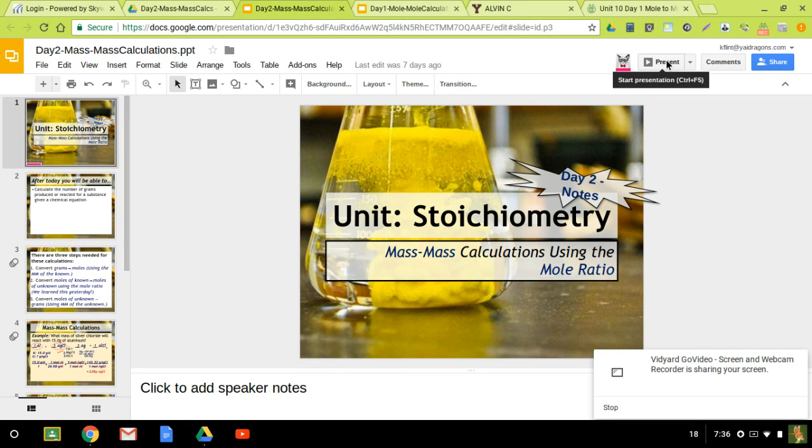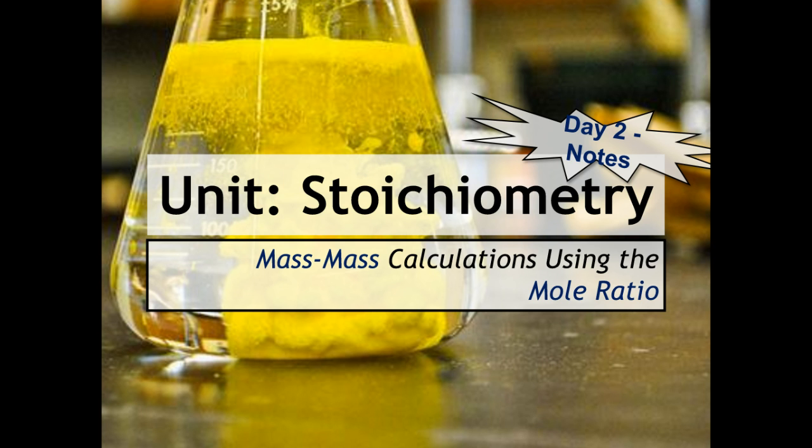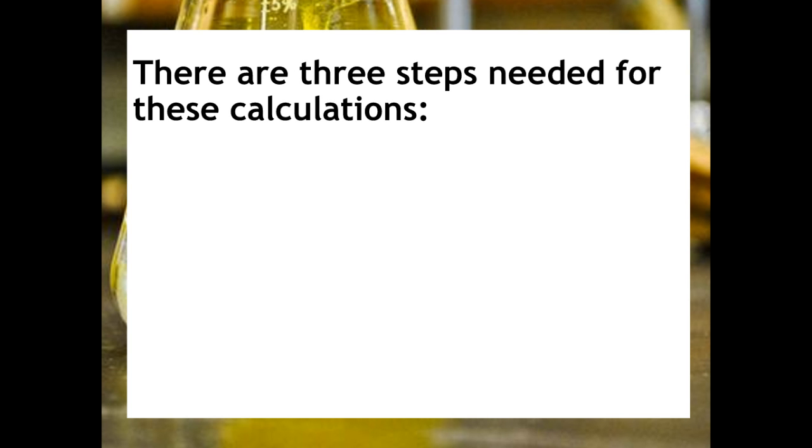All right, guys. So we're still on Unit 10, obviously. Stoichiometry, cool word. Day 2. So yesterday, or day 1, we did mole-to-mole ratios. Today we're going to use the mole-to-mole ratio and just add mass, which means grams, which means use your periodic table.